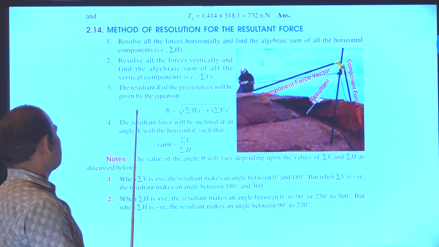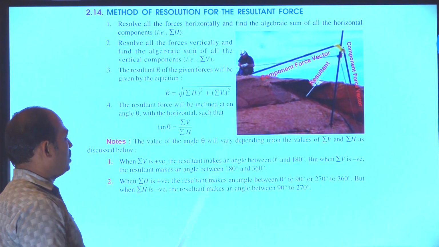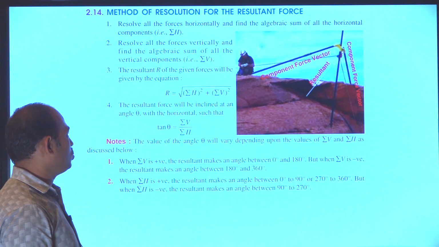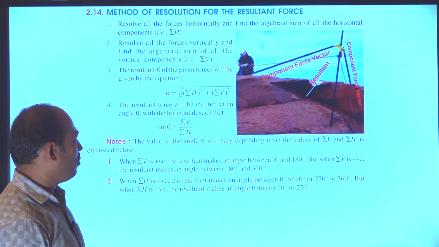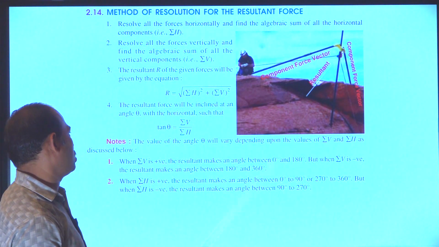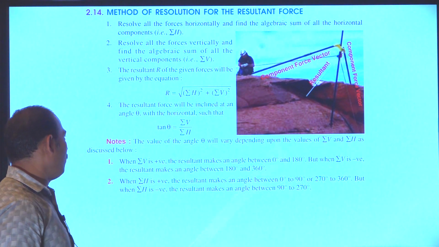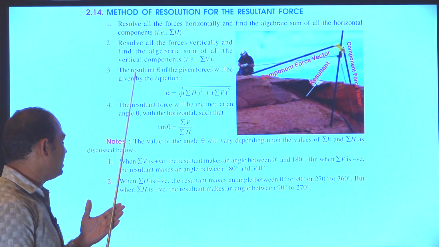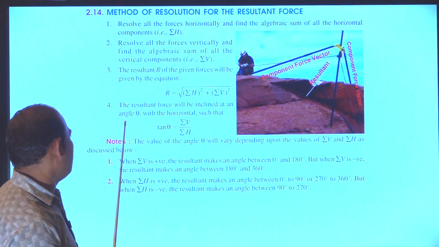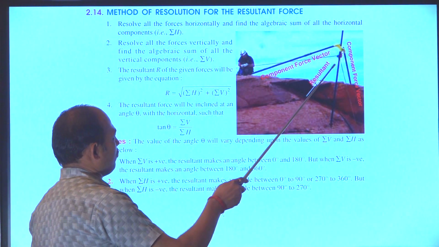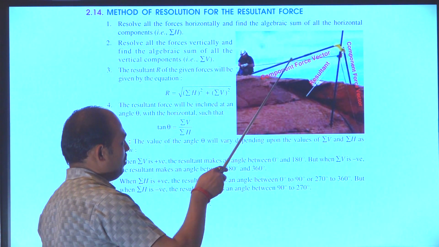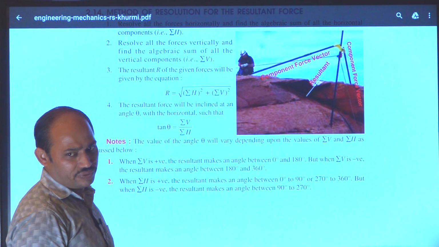Now again, discussion about the method of resolution for the resultant force. Resolve all the forces horizontally and find the algebraic sum of all the horizontal components, that is summation of H. Then resolve all the forces vertically and find the algebraic sum of all the vertical components, that is summation of V. These are the components of the force vector, and the resultant lies between these two components.